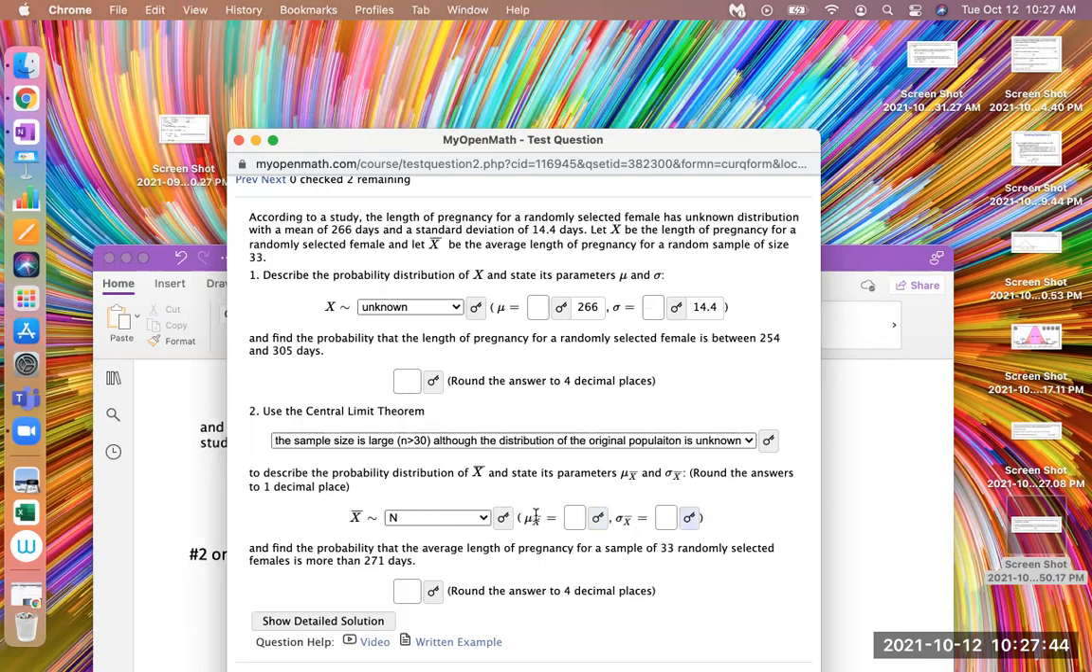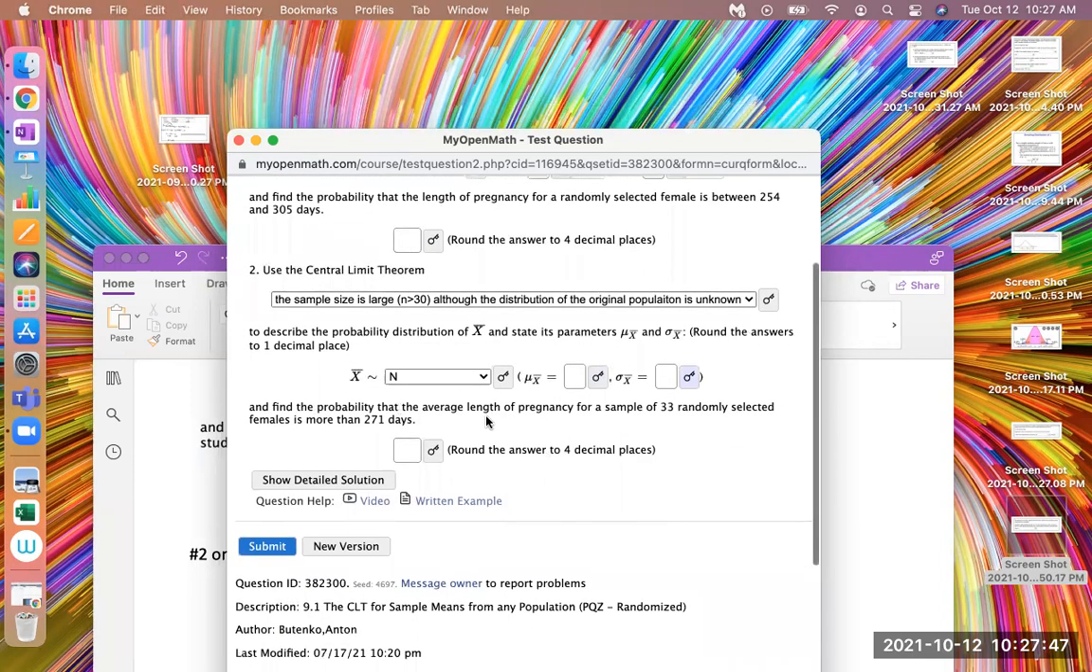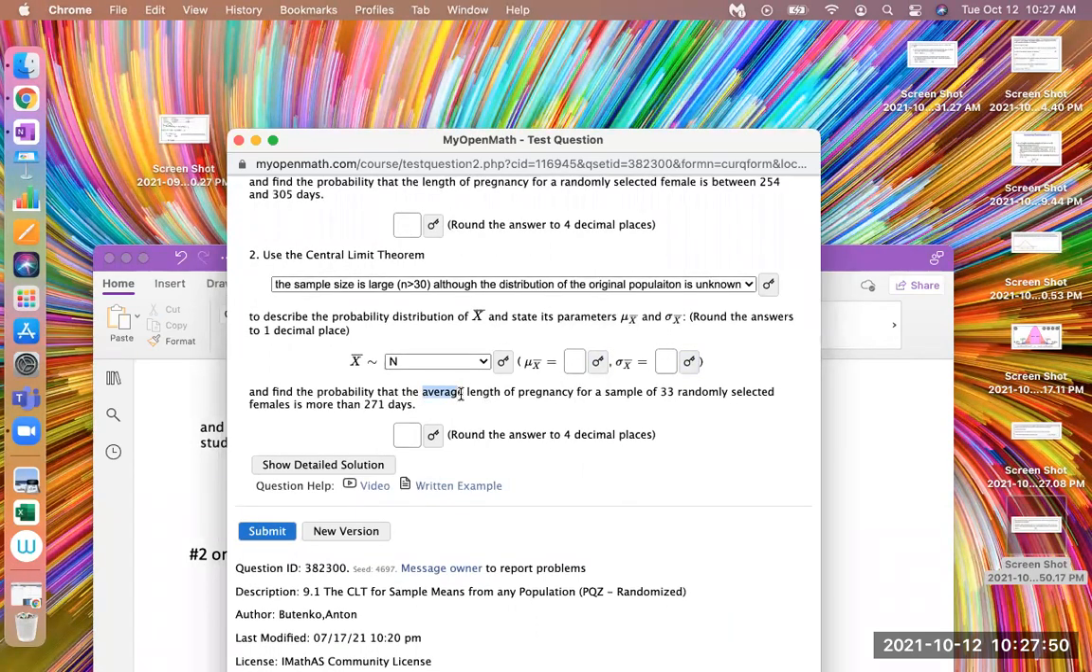Now find the probability that the average length, so we're talking about an average length of a sample of 33. This is a sampling distribution, which we do know is normally distributed thanks to the central limit theorem. We don't know anything about the original population, and we can't calculate anything there, but we can calculate information about the average of a sample of 33. So find the probability that the average length of a pregnancy for a sample of 33 is more than 271 days.